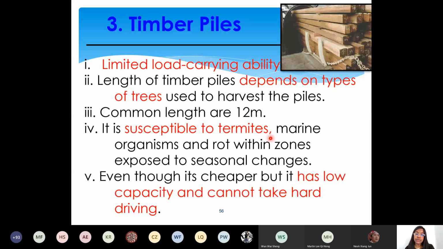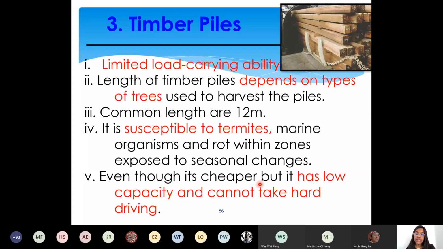Marine organisms are not a rot problem within the zone exposed to seasonal changes. So this is the termite problem, or growth of fungal, honeycomb type of insects, right? Insects living there, breeding there.